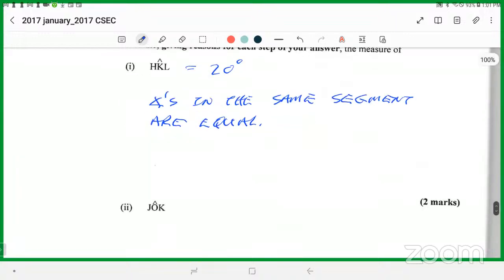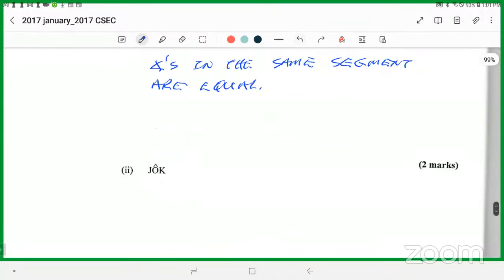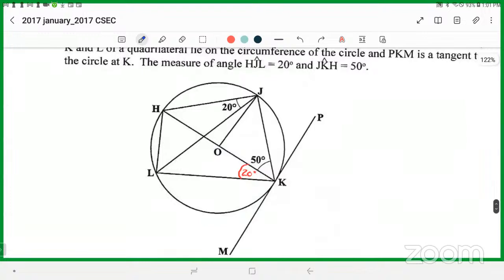All right, next question. Angle JOK. That's this one right here. That angle is one of the angles in this isosceles triangle. I know that this angle here is 50 degrees, so this angle is also 50 degrees, because it's an isosceles triangle. So those two angles are equal. Total angle in an isosceles triangle is 180, so this angle is 180 minus the 100.